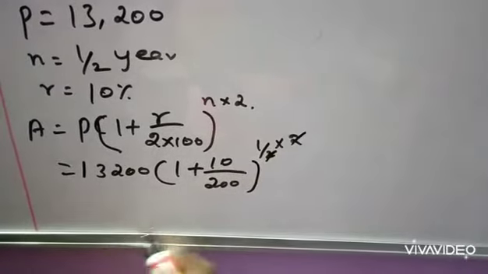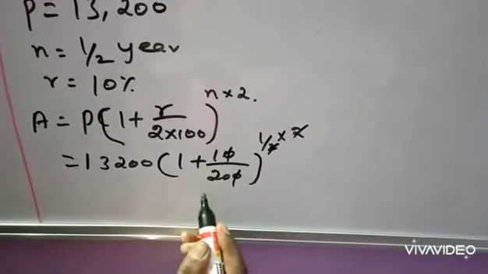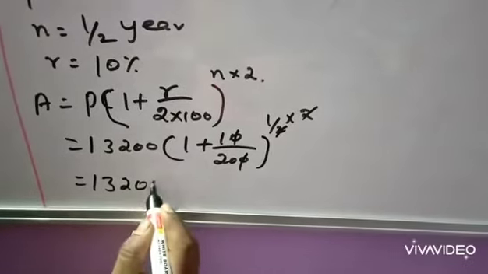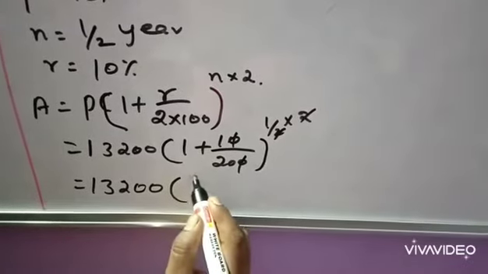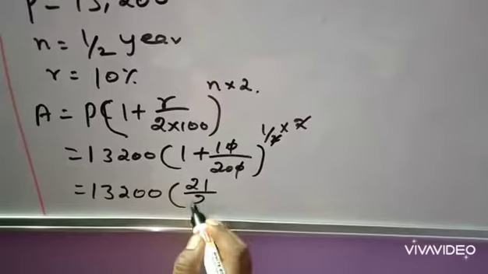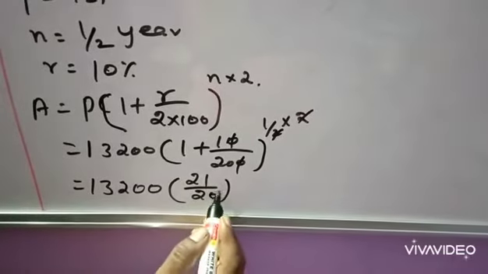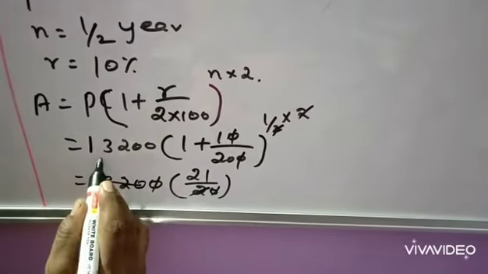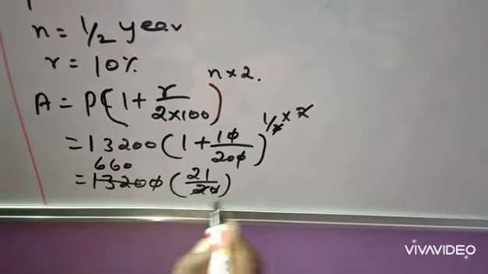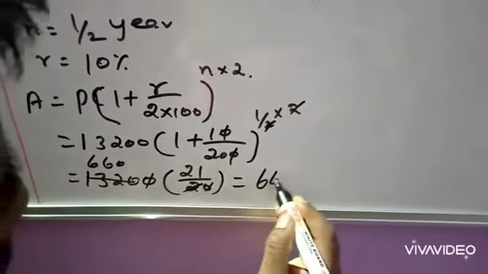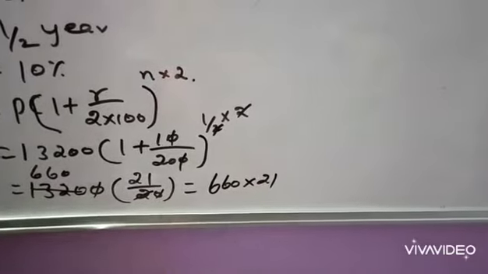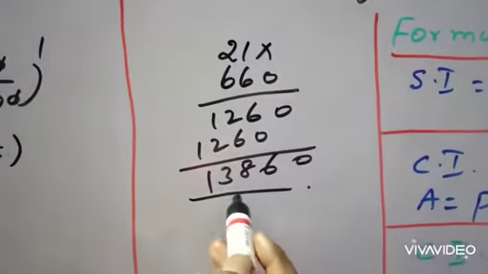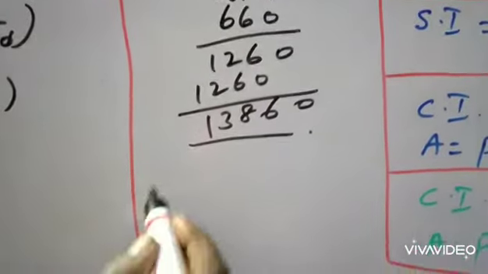This 2 will cancel. Here 10 over 200, the 0 cancels. So we have 13,200 into, taking LCM 20, 20 plus 1, 21 by 20. So again the 0 we can cancel, and this 2 we can divide, so 660. So now we have 660 into 21. This is a calculation: 21 into 660, so we have 13,860. This is the amount.